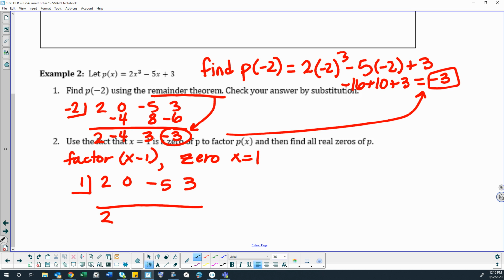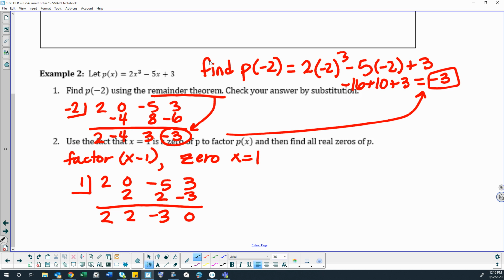So 2 times 1 is 2. 0 plus 2 is 2. 2 times 1 is 2. Lots of 2s in this problem. Negative 5 plus 2 is negative 3. Negative 3 times 1 is negative 3. And 3 plus negative 3 is 0. What if we haven't gotten a 0 there?